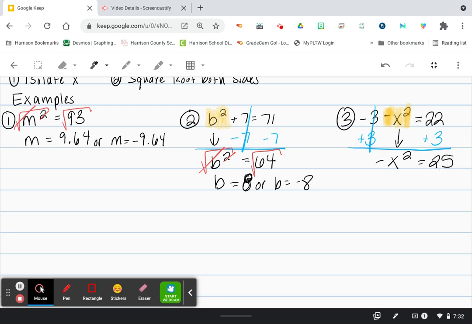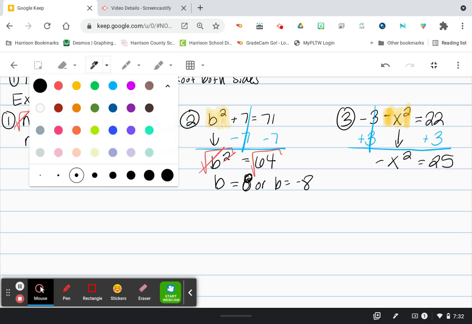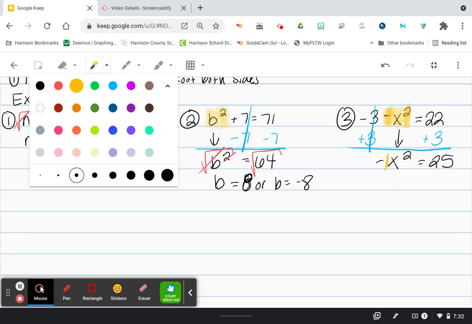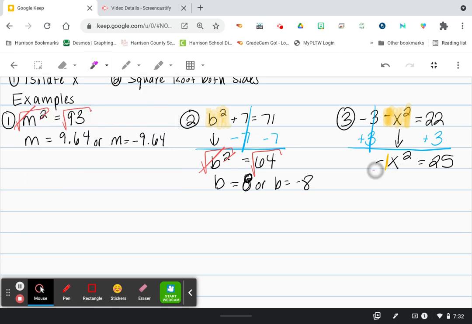Now we're not quite done yet, because what we have here is an invisible negative 1. And it's being multiplied. So what is the opposite of multiplication? Well, it's division. So I'm going to divide both sides by negative 1. When I do that, I get x squared equals 25 divided by negative 1, which is negative 25.